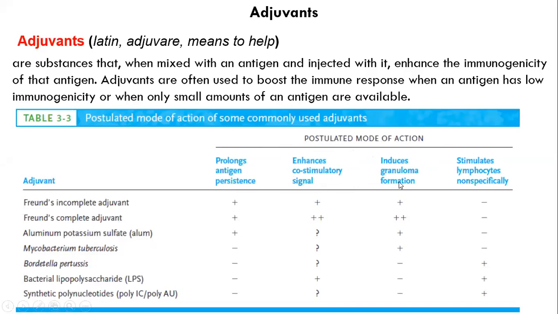Can induce granuloma formation, can stimulate lymphocytes non-specifically also. If maybe there is not much of specific interaction, it may elicit a non-specific interaction. Look at the specific different adjuvants. For example, alum is used here. They can do specific responses. Each molecule will have a preference to one of the pathways or modes of action explained here.